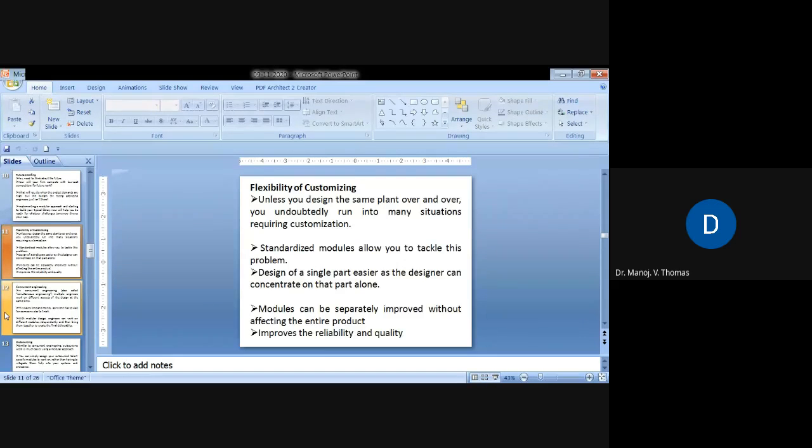I can improve the individual modules without affecting the other modules. I can improve the performance, I can make modifications, improve the reliability and quality.